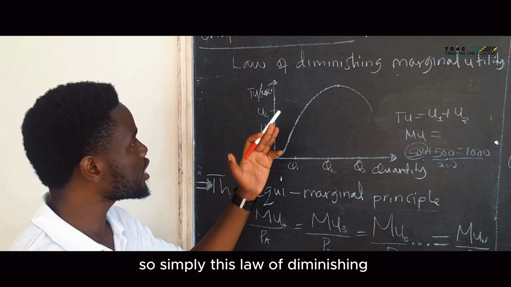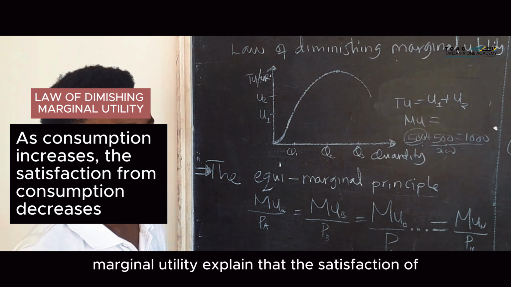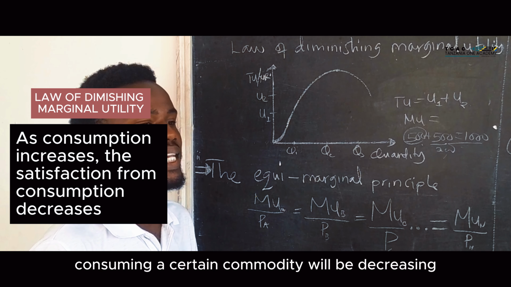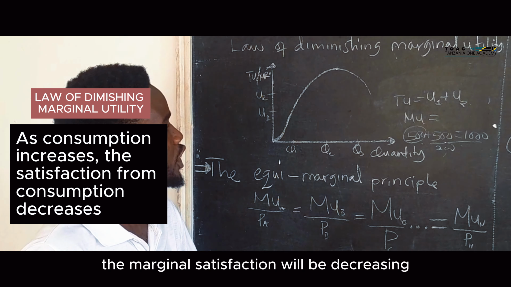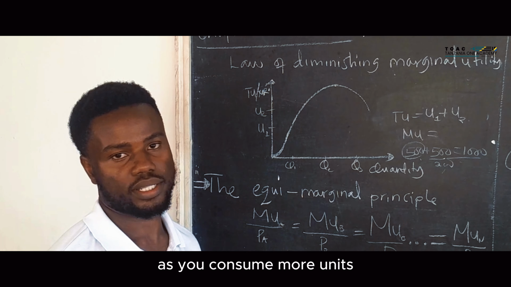So simply, the law of diminishing marginal utility explains that the satisfaction of consuming a certain commodity will be decreasing; the marginal satisfaction will decrease as you consume more units.